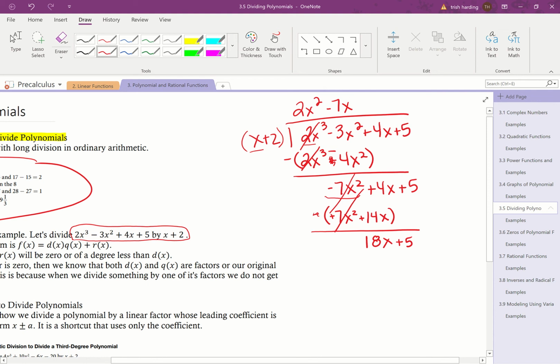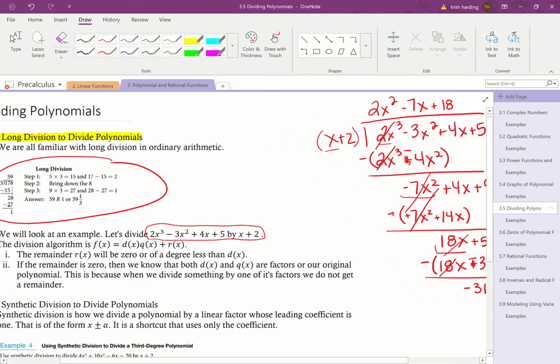And now what do I need to multiply x by to get 18x? I just need to multiply it by 18. So now I'm going to distribute that out through the x plus 2, and that's going to be minus 18x plus 36. This is going to become a subtraction, and it will be negative 31. So our remainder is negative 31 over x plus 2.